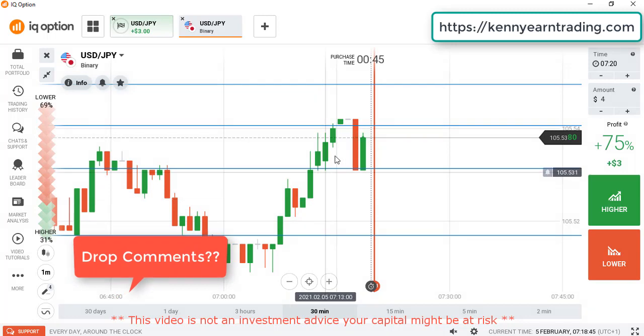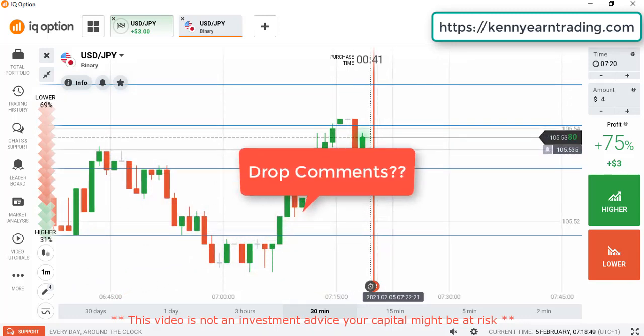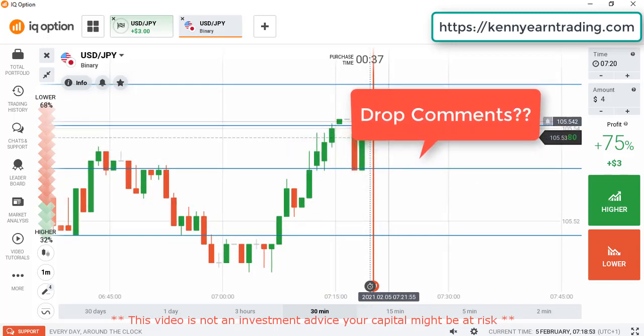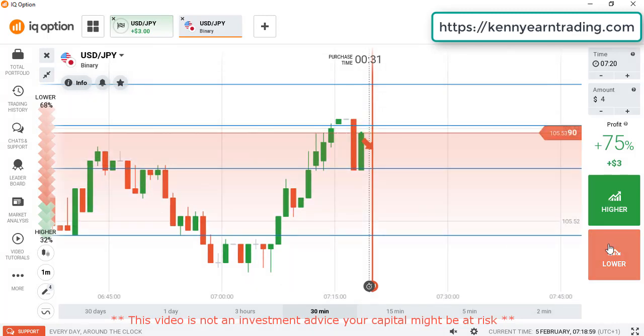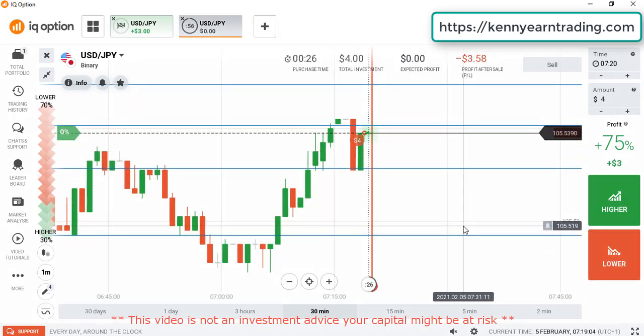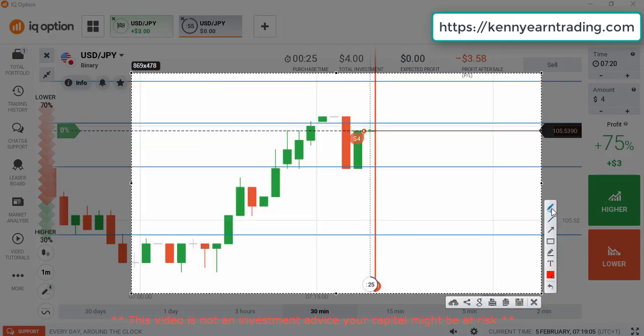We are getting a strong bias entry from that line. The two candles are marubozu candlesticks. Okay, I'll go with a lower option there. I place a lower option here because of this strong sellers' entry that came down. It shows that the market is not ready to continue going higher.